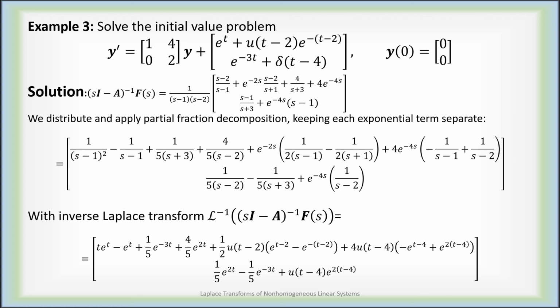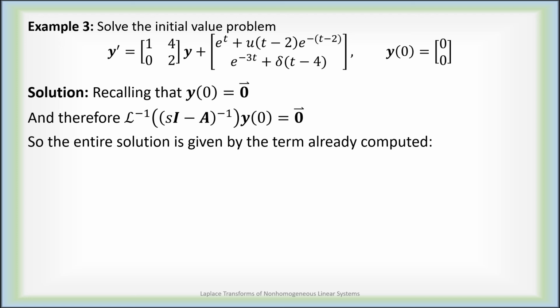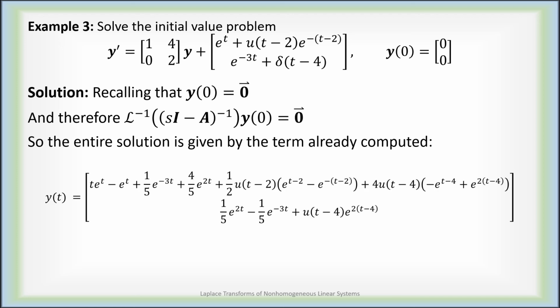So now we have the inverse Laplace transform of the resolvent matrix times the Laplace transform of the forcing functions. And remember that since our initial state was all zeros, the state transition matrix times that would be 0, which is why we didn't bother computing it. So the entire solution to this problem is given by the term we already computed. There it is. Here is the solution to this initial value problem.